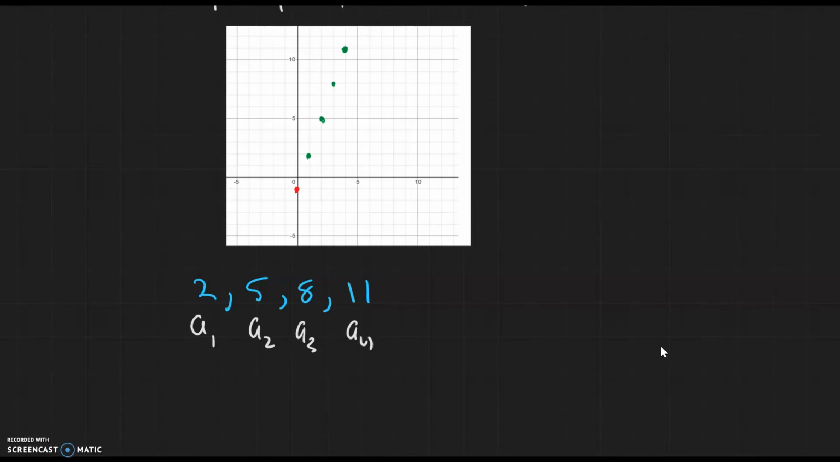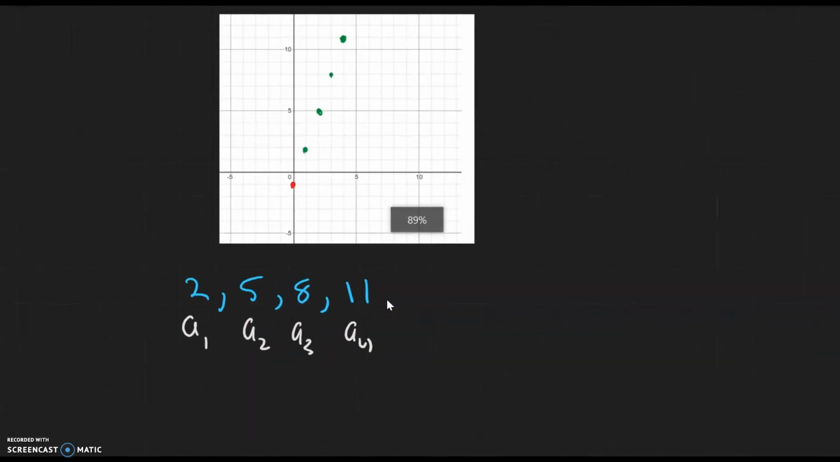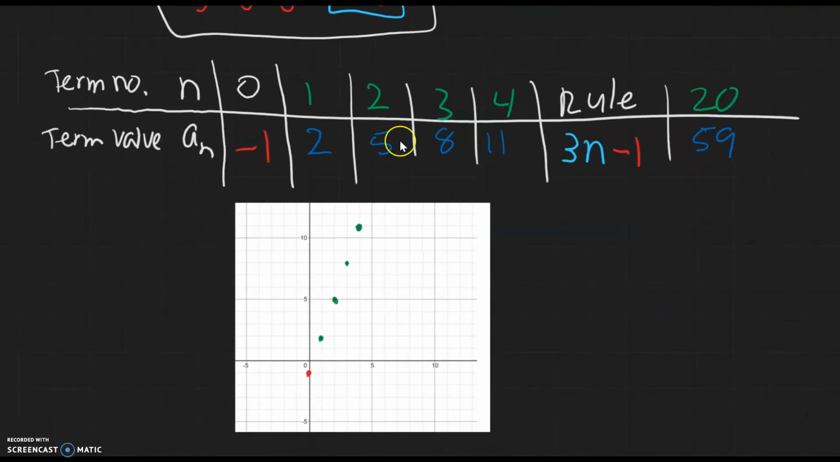That just means basically the first term is a 2, second term's a 5, the third term's an 8, the fourth term's an 11. But you can always rewrite that into a table form such as we have here.